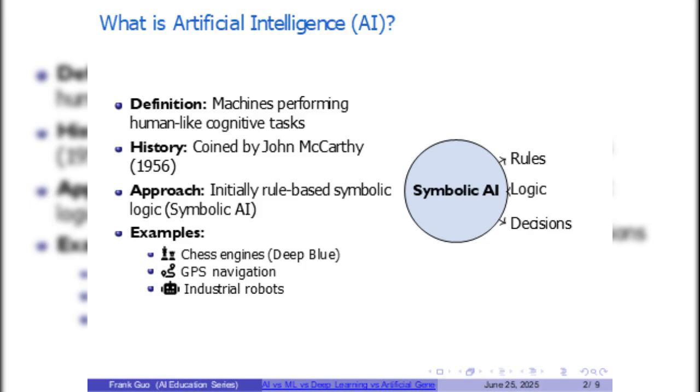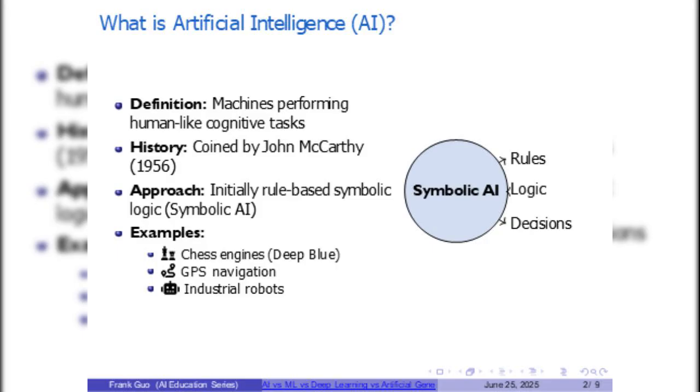Artificial intelligence, or AI, refers to machines performing human-like cognitive tasks, things like making decisions, solving problems, or navigating environments. The term was coined in 1956 by John McCarthy, and the earliest form of AI was called symbolic AI, also known as good old-fashioned AI. These systems followed explicit, rule-based logic to simulate reasoning.